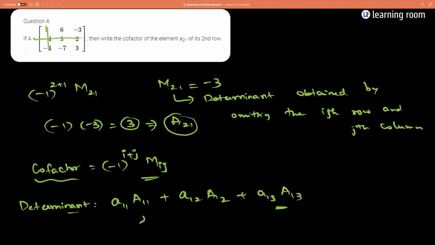If at all I have something like this, a11 into A12 plus a12 into A12 plus a13 into A13, what will be the answer? 0. Yes. Because determinant is always like this and this should be the same. So 3 is the answer.